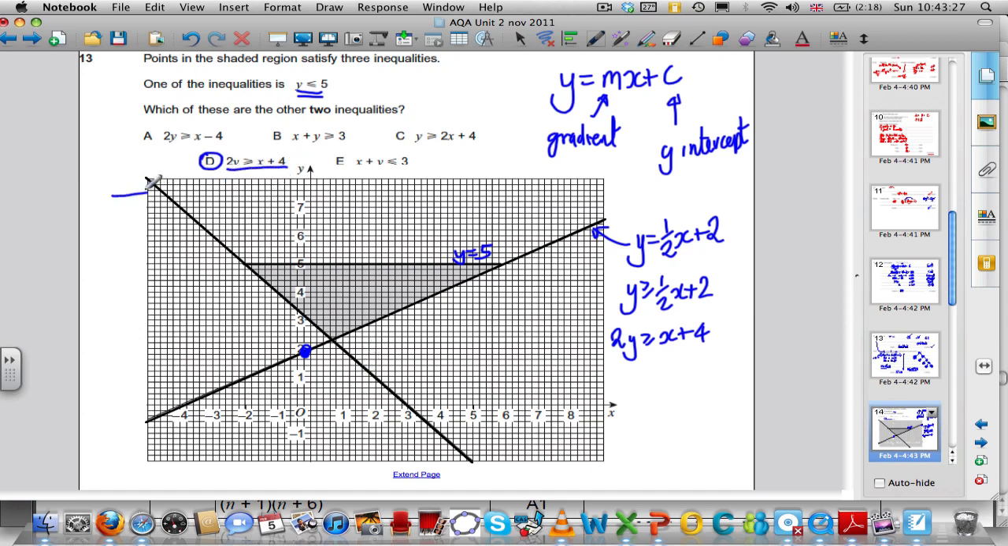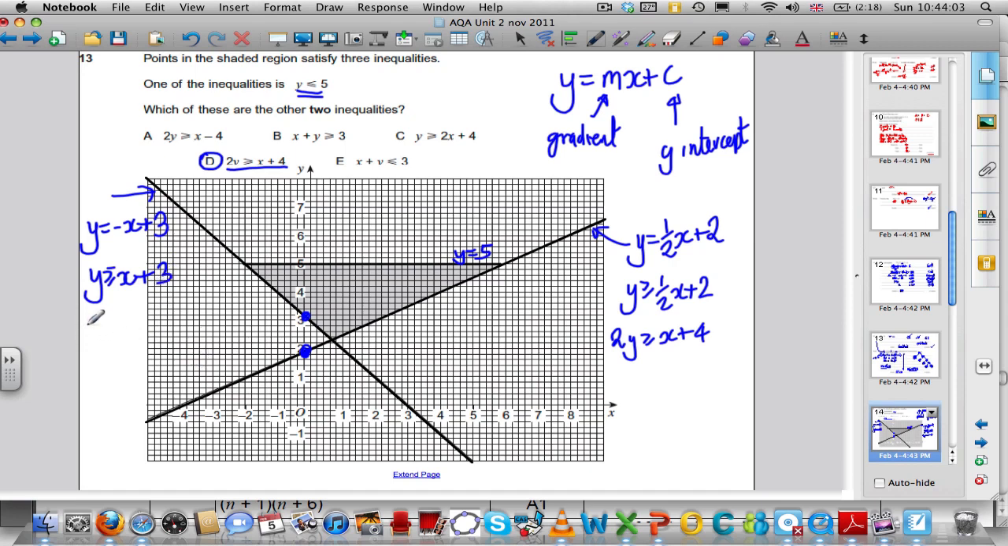Okay, let's go on and try and do this one here. Well, where does it cross? It crosses at 3, and its gradient, as you go across 1, you go down 1. So its gradient's minus 1. So this one is y equals minus x plus 3. Does anything look like that above? Well, not yet. So also we're looking for when the shaded region is above this, so y is bigger than or equal to minus x plus 3.